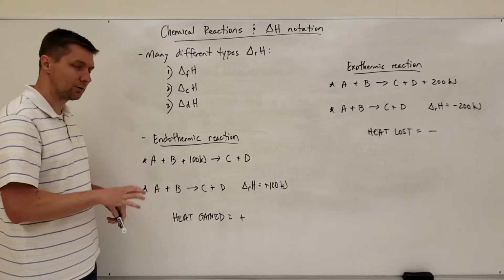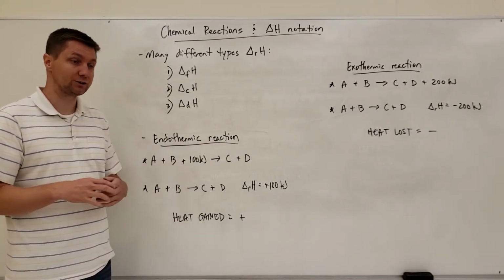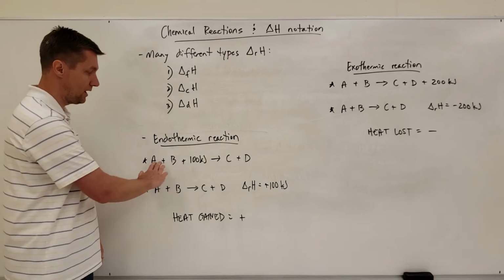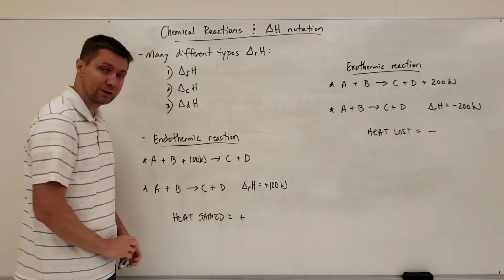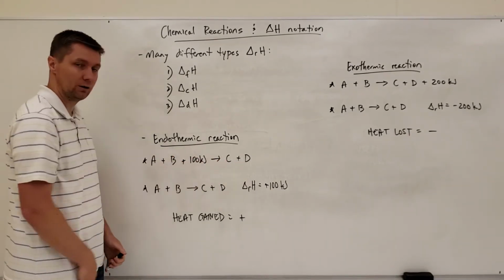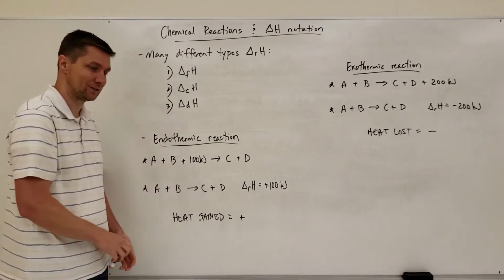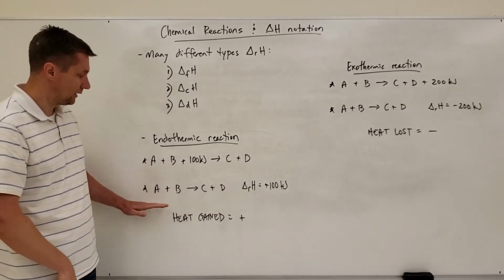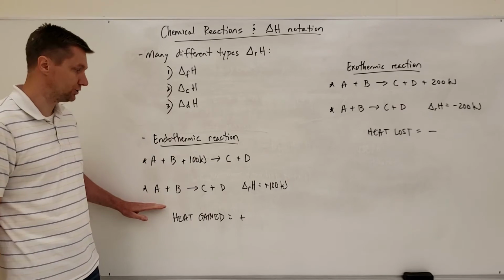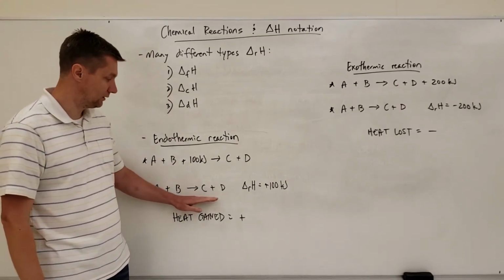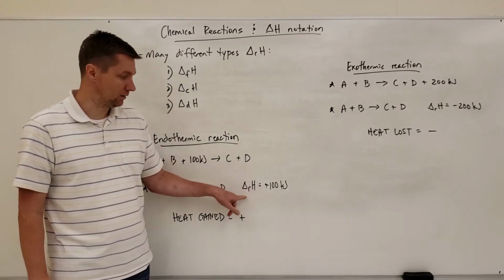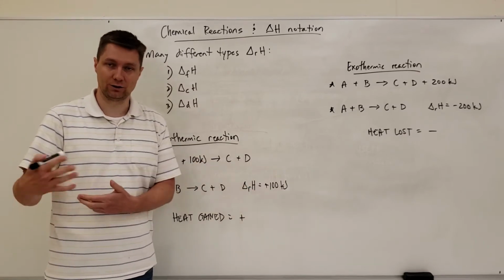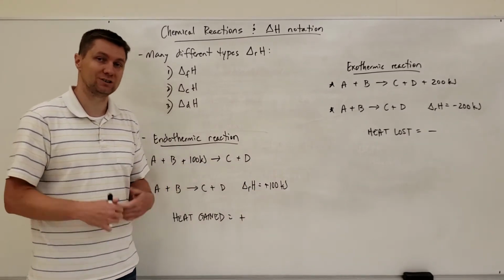And so I can write this endothermic reaction in one of two ways. I can write it with the energy term written in the reaction, like you see here, 100 kilojoules on the reactant side. And over here, I can write it in delta H notation, where I go A plus B makes C plus D, and then the heat of that reaction is positive 100 kilojoules, to indicate that the reaction absorbed energy.